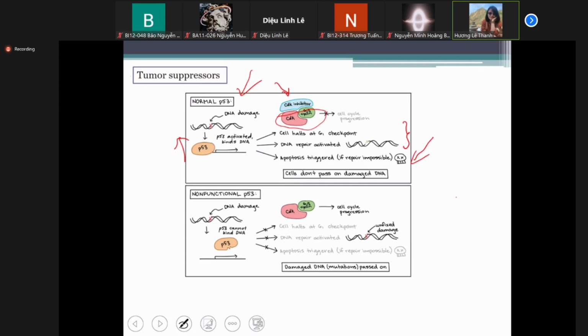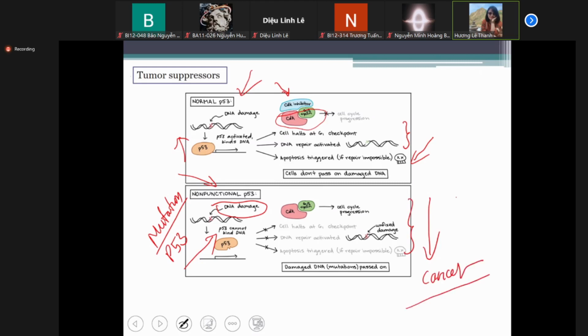So if we have a mutation in P53, P53 becomes non-functional. And when we have DNA damage, the DNA cannot be repaired because nothing stops the cell at the checkpoint, and nothing increases the level of DNA repair. So we have a mutation. The mutation will pass through the next generations, and then we have cancer. So that is the two steps that can lead to cancers.